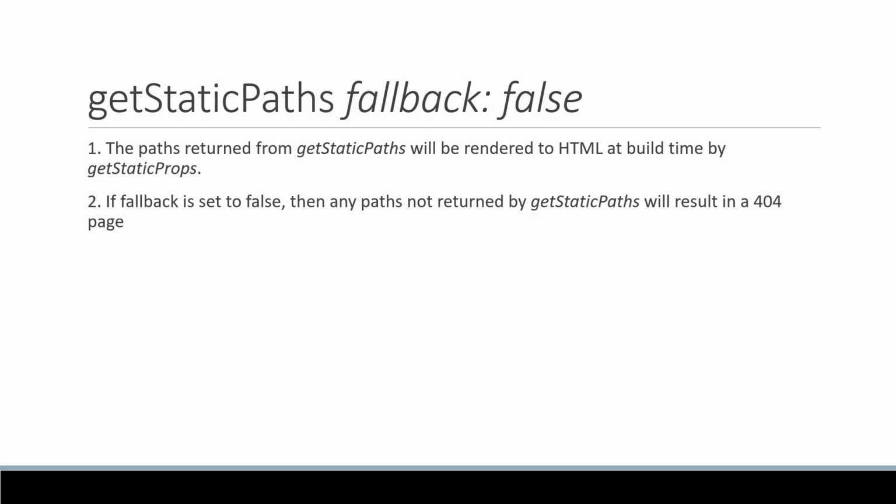In the previous video, we understood what happens when fallback key is assigned a value of false. If fallback is set to false, then any path not returned by getStaticPaths will result in a 404 page. In this video, let's understand with an example what happens when fallback is set to true.